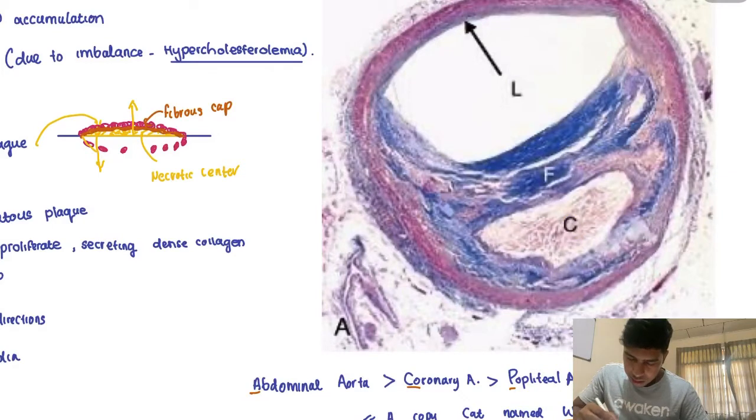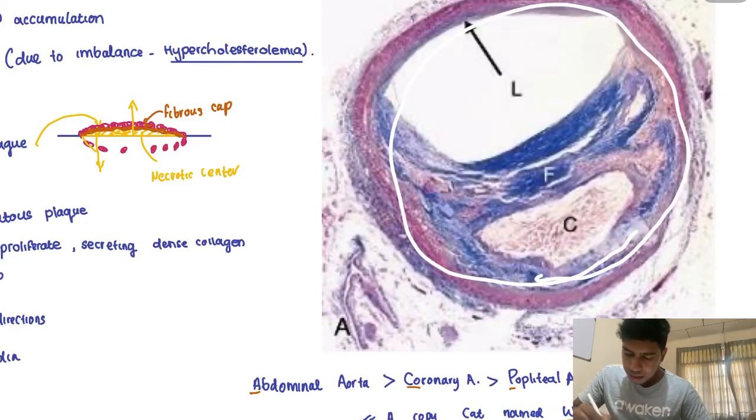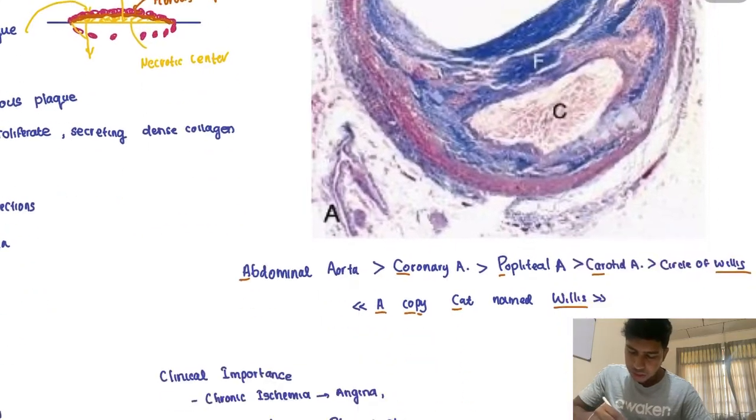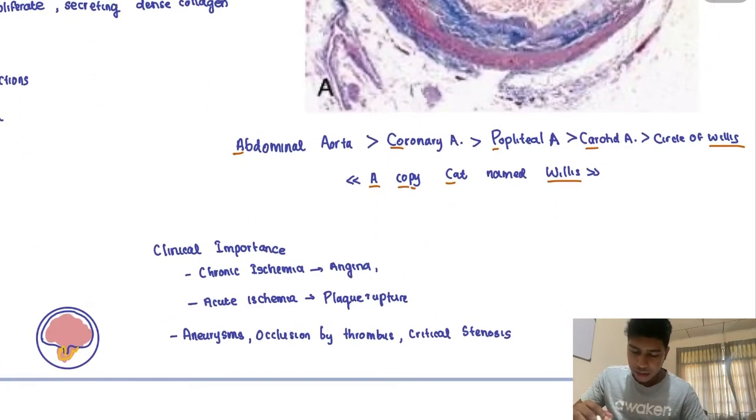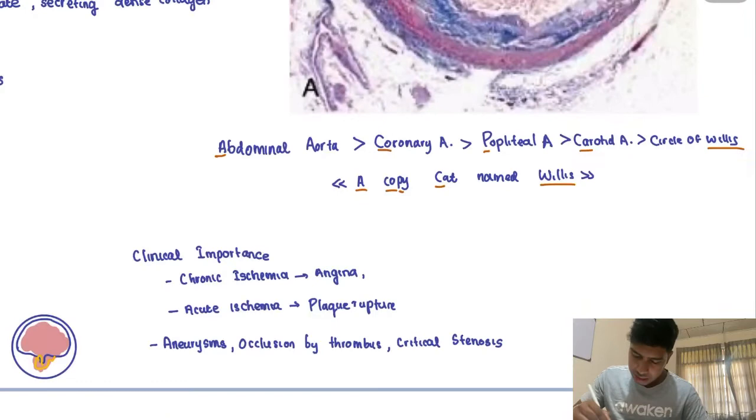This is the picture. You can see the necrotic core. You can see this hardened part, it looks like crystals. That is cholesterol crystals formed with calcium salts. And this is the fibrous cap which has formed. And you can see the lumen has narrowed. It's supposed to fill this entire area, but now it has narrowed.